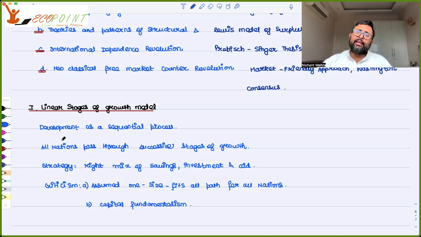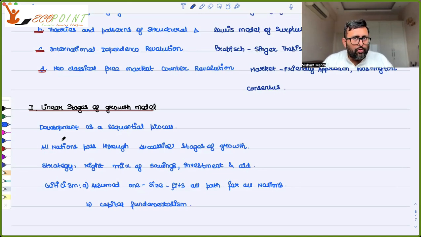But isn't the main idea assuming that there is only one type of development? There is only a one-size-fits-all kind of plan, where every country has to follow these steps only. All countries will have different socio-economic and political problems. How can you ever assume that there is only one path of development? One criticism is that. Another criticism is that there is a mindset which is capital fundamentalism, which says that physical capital formation is the main thing through which development can occur.